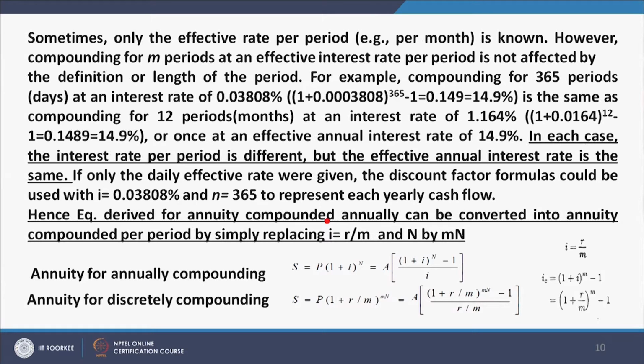So, the annuity for annually compounding is S = A[(1 + i)^n − 1]/i. Now, if I replace i by r/m and n by m·n, then I get the annuity for discretely compounding: here i is replaced by r/m, and n is replaced by m into n, so S = A[(1 + r/m)^(mn) − 1]/(r/m).